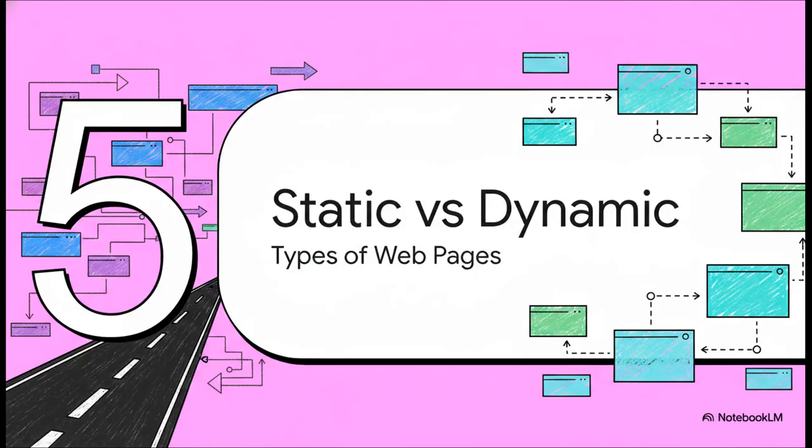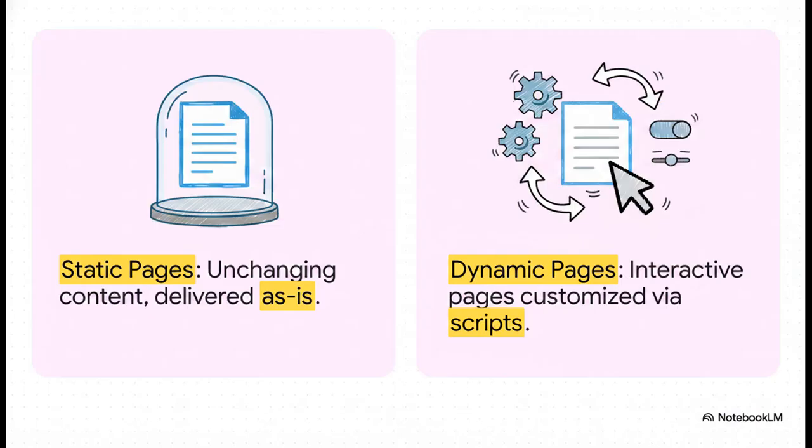Number 5, static versus dynamic pages. Now that the physical roads are built, let's talk about the digital traffic flowing across them, web pages. When you visit a website, you're looking at either a static or dynamic web page. A static page is unchanging. It's delivered as is by the server. It's essentially a read-only document, kind of like a digital brochure. It looks exactly the same for every single user. But a dynamic page? That is where the modern web actually lives. That's your personalized social media feed or your online banking dashboard.